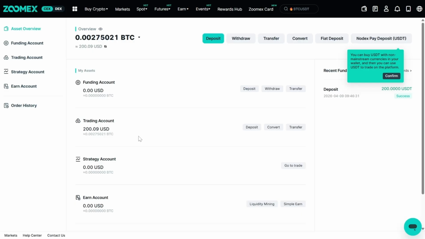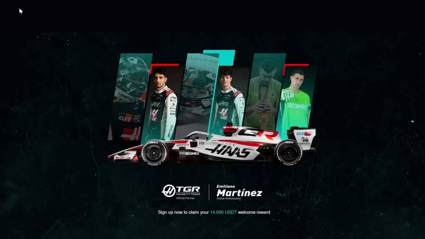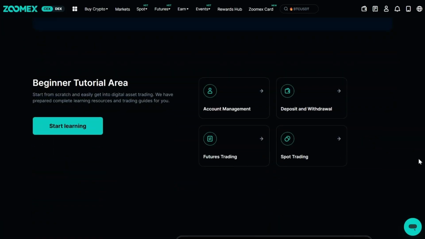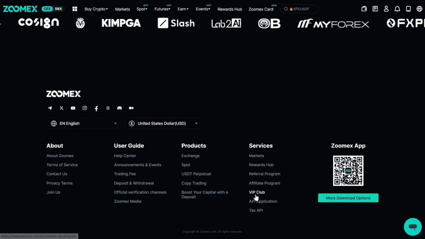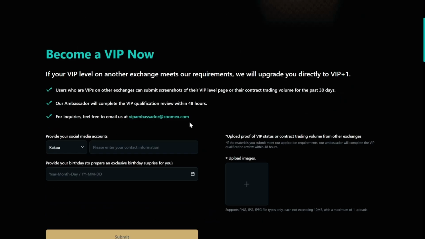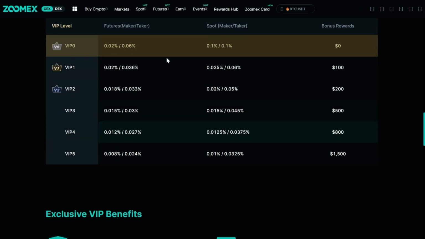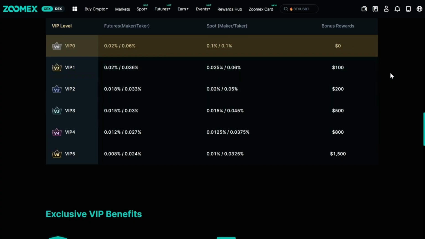Next, we want to understand the trading fees on Zoomex, so let's go back to the main page. Scroll down to the bottom. Click on VIP Club. Scroll down a bit. And here we can see the fees.